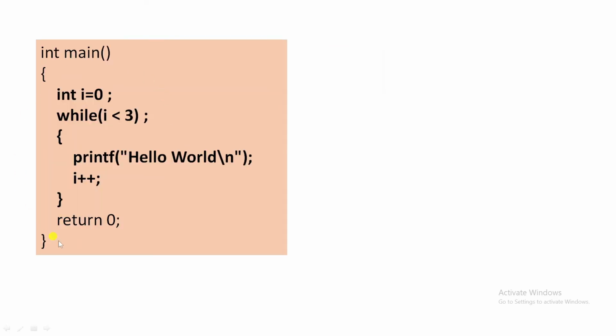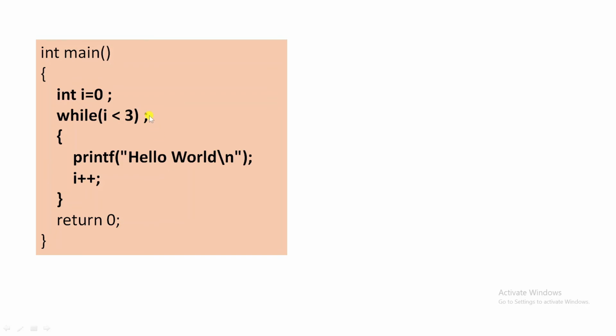So basically, if you observe this program, here I have put a semicolon right after the while loop. If you run this program, what do you think the output will be? Without this semicolon, hello world will be printed 3 times. That is perfectly fine.